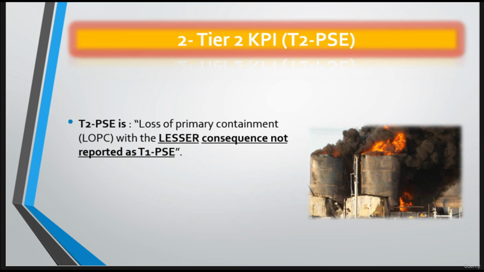So hello and welcome to the second lecture of module number 3 of the Process Safety Management course. At this lecture, we will start with Tier 2 Process Safety Event, or Tier 2 KPI. What is Tier 2 KPI? It's a loss of primary containment with a lesser consequence not reported as Tier 1 PSI.